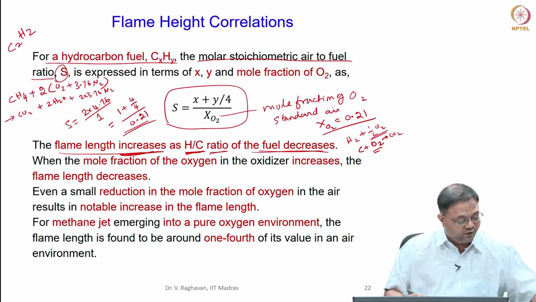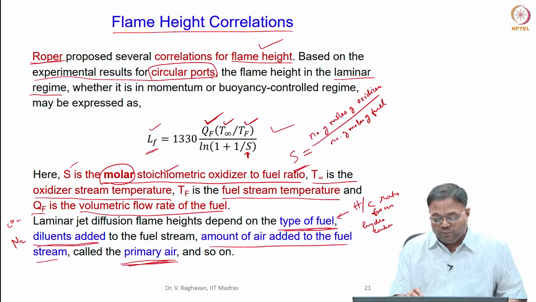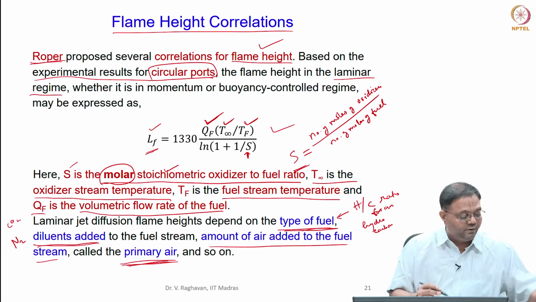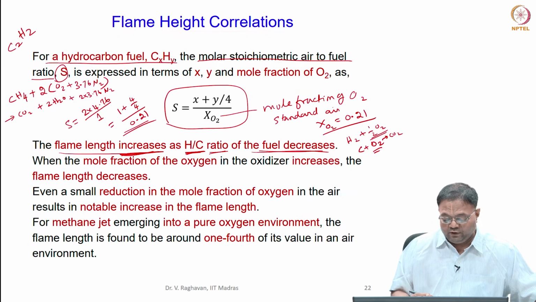Okay, so now if you see this correlation, 1 plus 1 by S appears. So here if S increases, then 1 by S will be lower. So this term will be lower, the ln of this will be lower, so the flame length increases. So mathematically also we can see it like that.